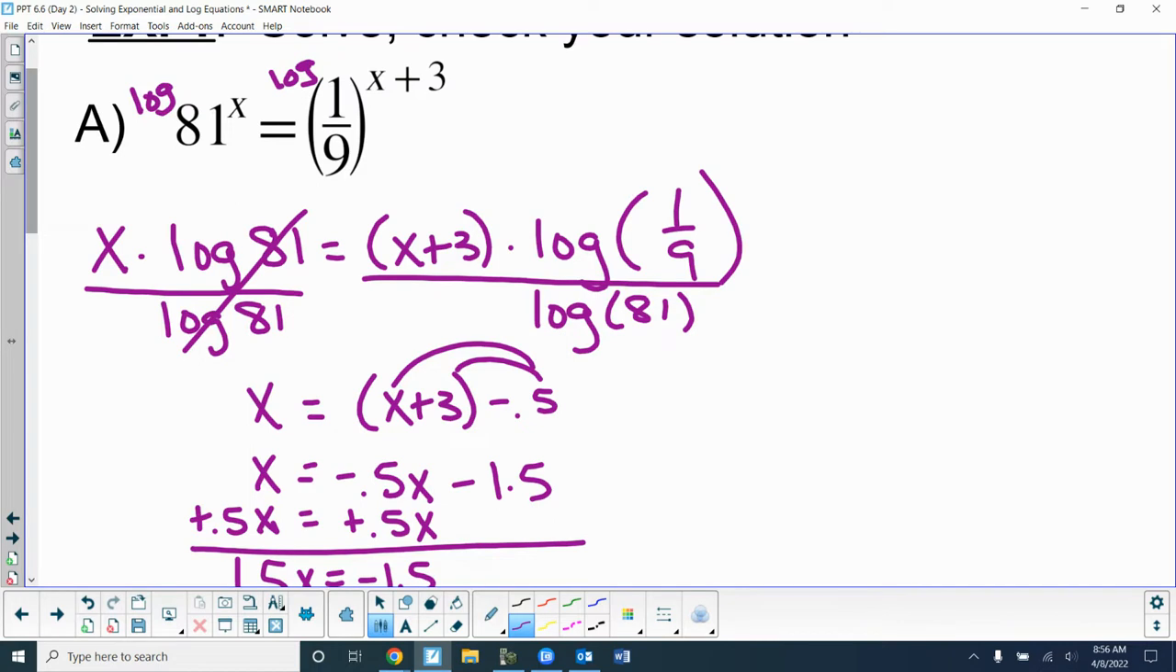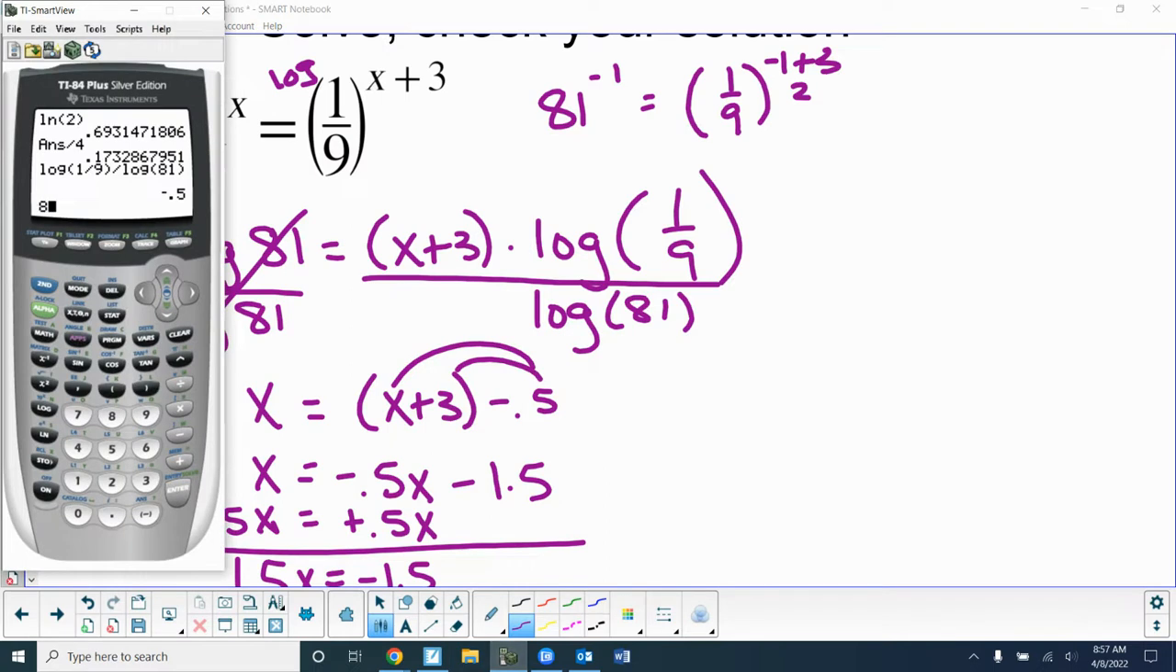So 81 to the negative 1 should equal 1/9 to the negative 1 plus 3, which is a 2, right? Let's see if that works. We'll do both of those. 81 to the negative 1 power and 1/9. Oops, forgot my 9. Squared. Those the same answers? Yeah, we got the right answer. Make sense? Wolfie? Okay.